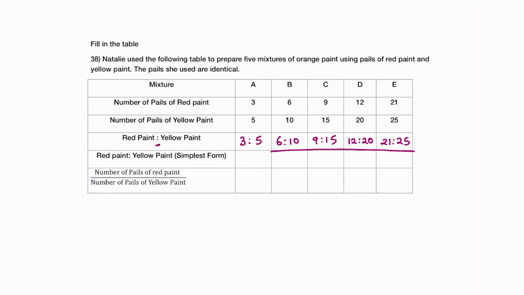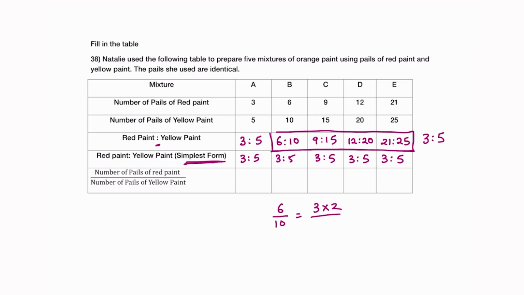And if you simplify all these 4 ratios here, they will be 3 as to 5. That's what they're asking you here, simplest form. So everywhere you're going to write 3 as to 5. Look here, 6 over 10. That's 3 times 2 and 5 times 2. So this 2 will be out. So it's 3 over 5. You can do it for all of them, and you'll get the same answer.